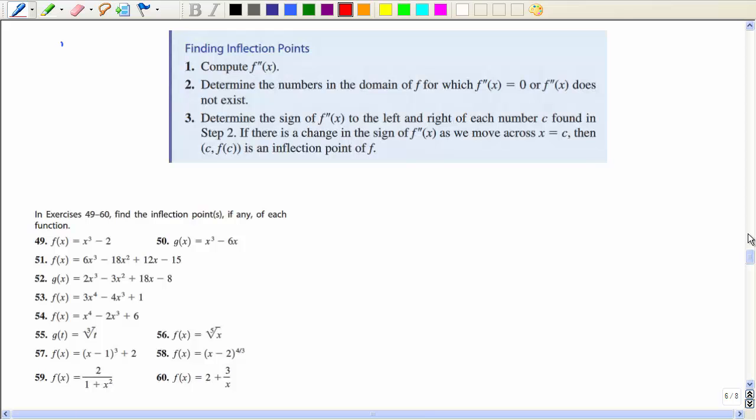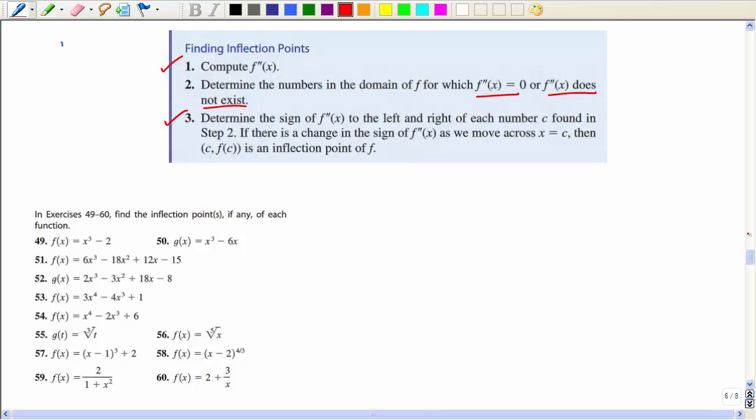So now let's look at, without a graph, how can we determine the inflection points? Well, of course, we have to find the second derivative, and then we have to find where that second derivative is either equal to 0 or does not exist. And then we do the number line, putting test values to the right and to the left. And then if there's a change, we're going to seek out that actual point on the graph. So very similar to part 1, we're just taking it one more step.